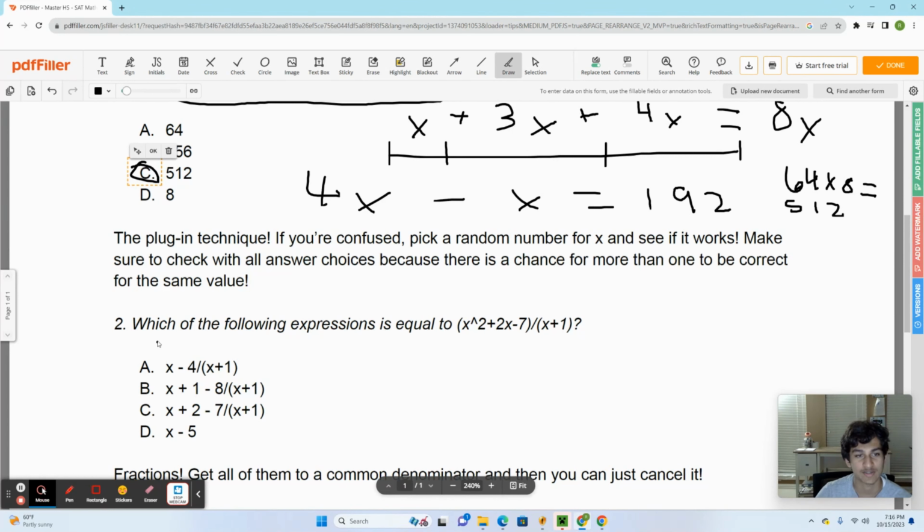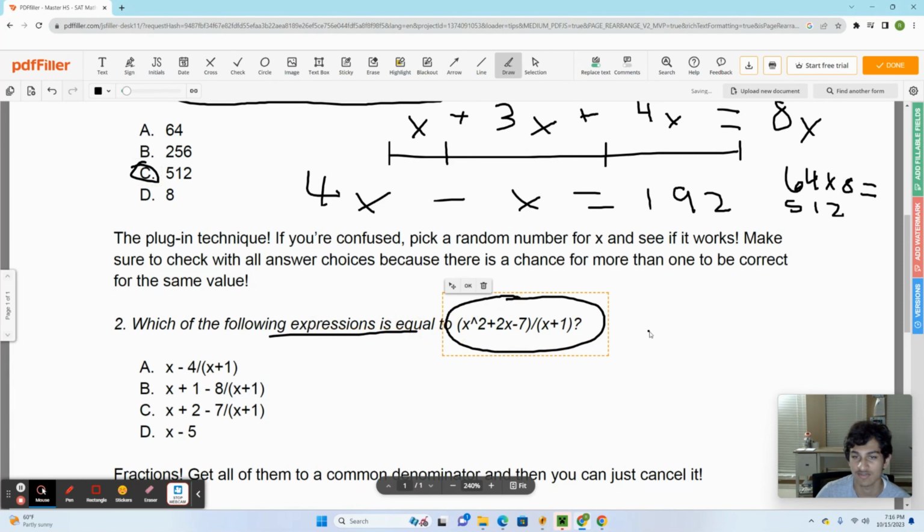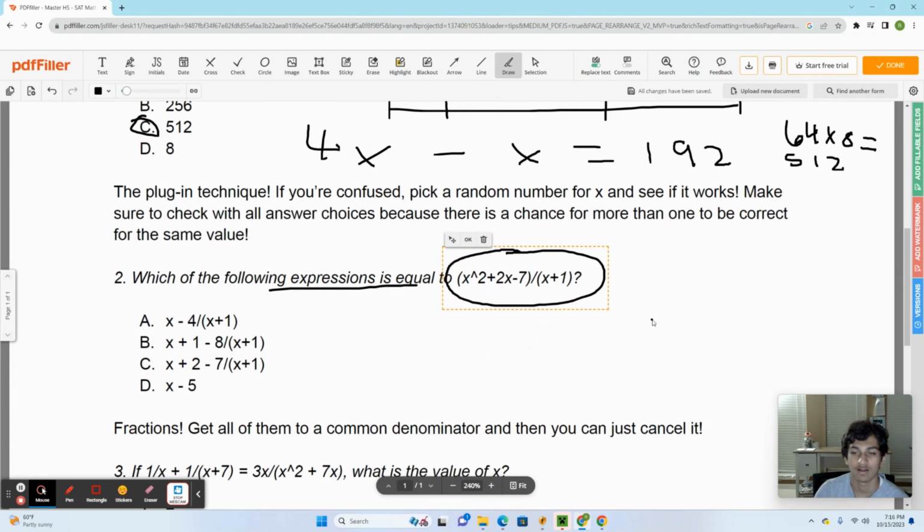Which of the following expressions is equal to x squared plus 2x minus 7, divided by x plus 1? Okay, I want to choose a random number that is really easy to work with, and in this case, I think 0 would work perfectly. So let x equal 0 and plug it into this equation. 0 squared plus 2 times 0 is 0, and then minus 7 gets us minus 7, over x plus 1, which is 0 plus 1, which is just 1. So if we plug that in, we get negative 7.